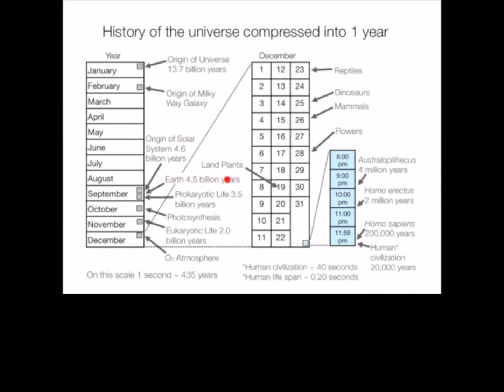Shortly after that, about 100 million years after that, we have Earth itself, which is about 4.5 billion years old. And then finally, at the end of September, we have the earliest types of life on planet Earth. We call these prokaryotic organisms. These are organisms that lack a nucleus. They are very simple organisms, and the ones that we see out there today, the bacteria that may have made you sick last winter, these are all prokaryotic organisms.